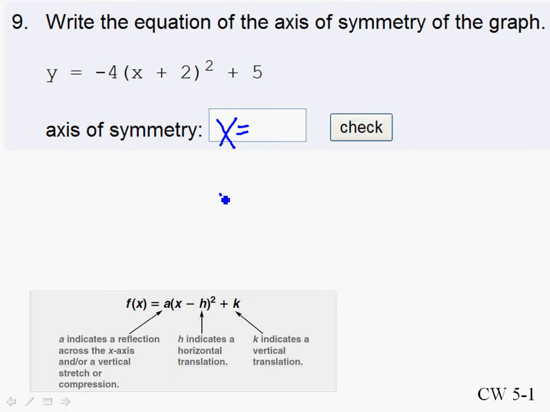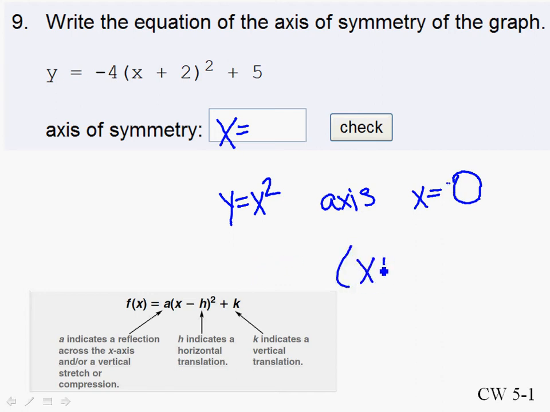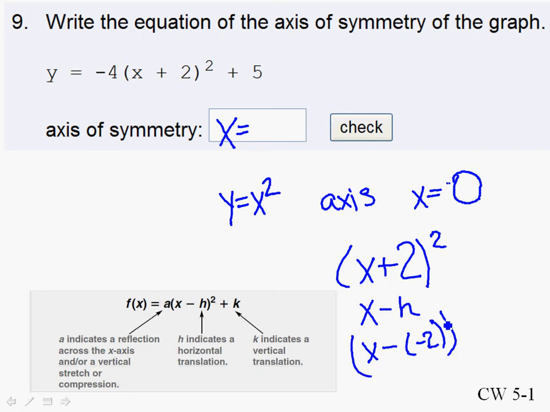Our parent function, y equals x squared, has the axis of symmetry of x equals 0. The y-axis, or x equals 0, splits the parabola down the middle for our parent function. When we have a translation, or we shift that parent function left or right, horizontally, we're changing the x value. So if we look at our equation, we have x plus 2 squared. This is our h. So we have to convert this to x minus h. X minus h, so that means x minus a -2 is what that actually is. So that means h equals -2.